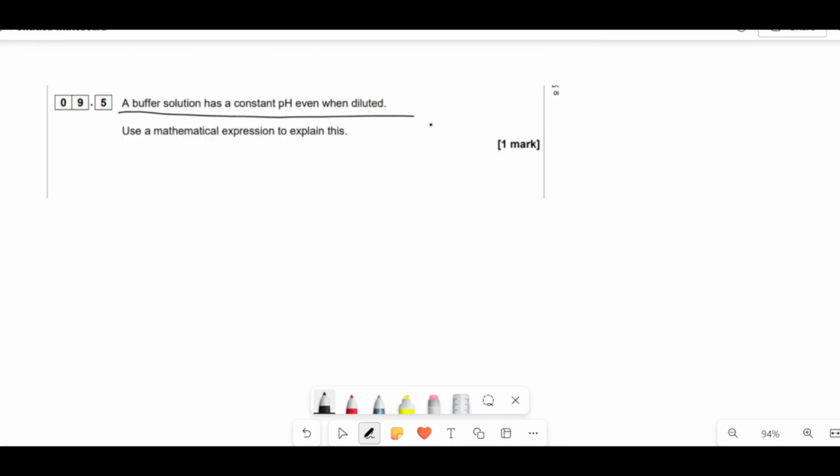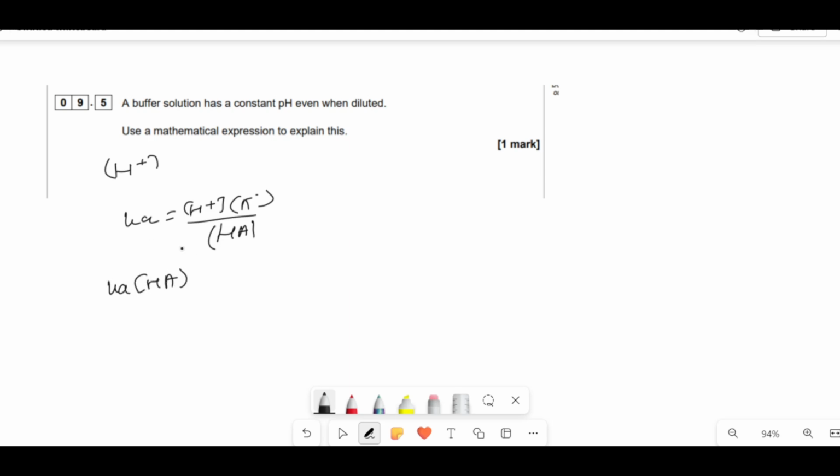A buffer solution has a constant pH, even when you dilute it. Use a mathematical expression to explain this. So for the buffer solution, the only thing that links to pH is H+. Cool. Ka equals H+ times A- over HA. So let's rearrange that to get the H+, so we can see if we can do some maths to figure that part out. So Ka times HA would equal these two multiplied together. So if I divide that by A-, I get H+.